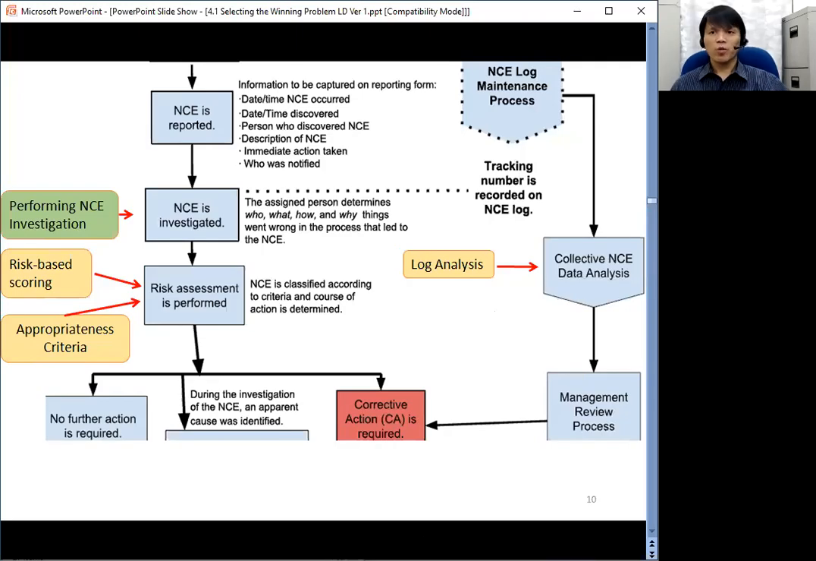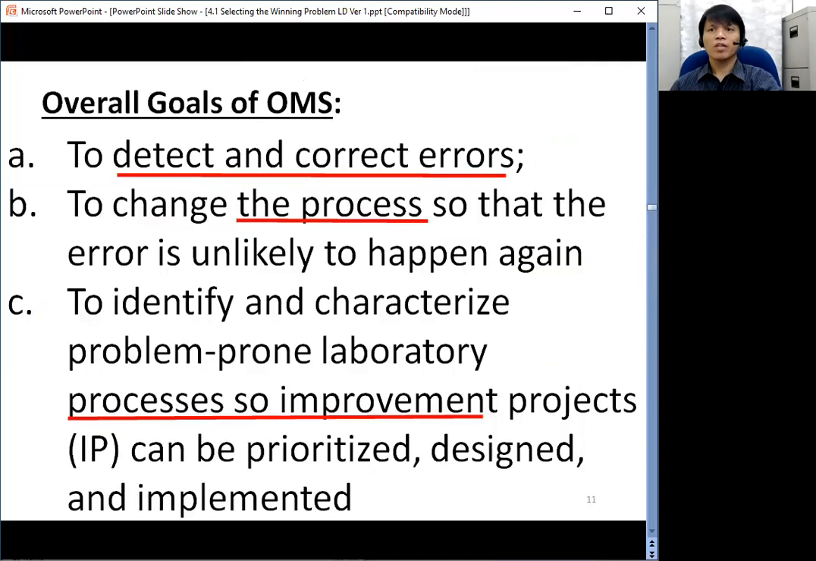All right. So we have already covered performing an NCE investigation. Now we will proceed into risk-based scoring, followed by appropriateness criteria and plug analysis. All right, let's proceed. Now we have reviewed these slides before in our overview.